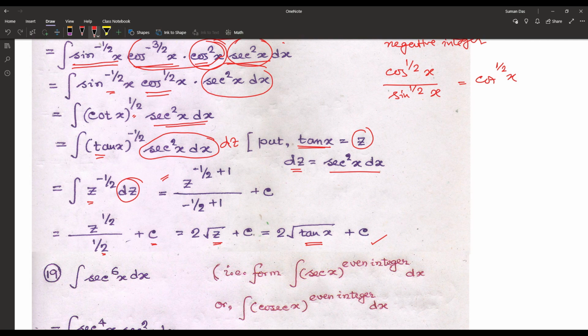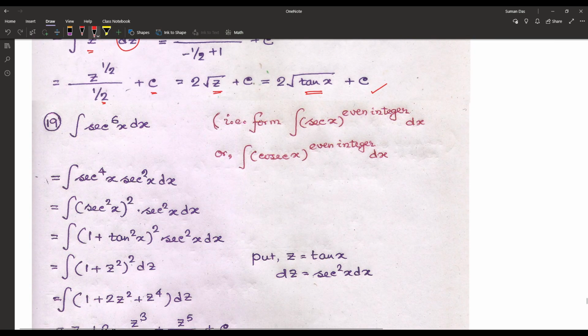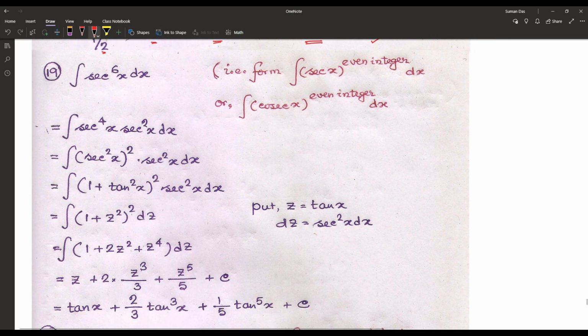Now the next form, and that is also very interesting. Whatever we have done so far is based on sine or cos. Now the form is sec x whole to the power even integer or cosec x whole to the power even integer.